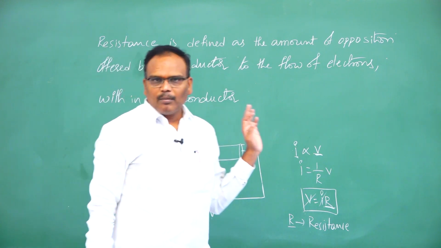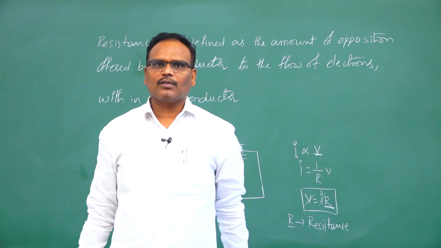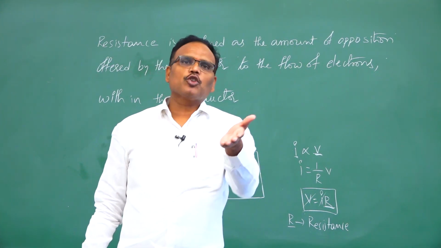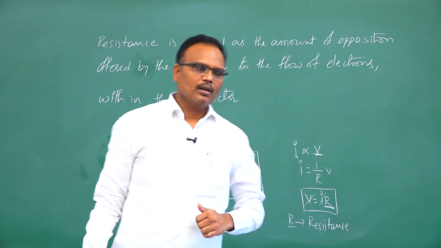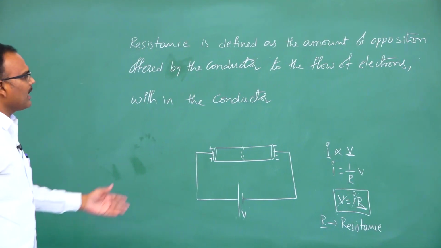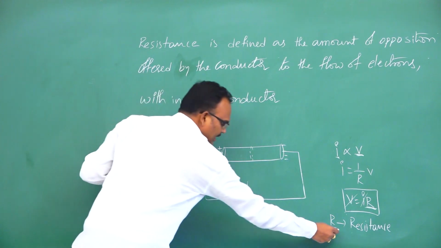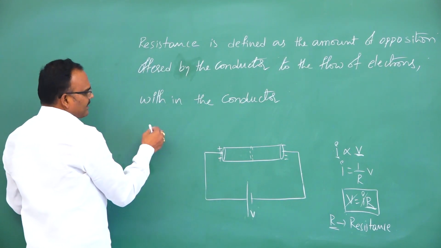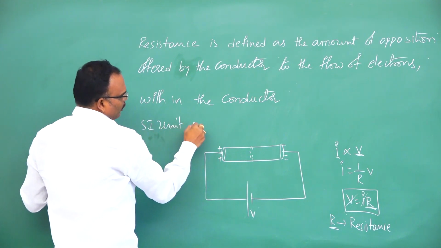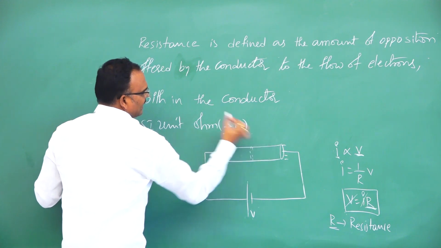Resistance means the opposition offered by a conductor for the flow of electrons within the conductor is called resistance. Resistance means opposition of flow of charge. Okay. So, the resistance is defined as the amount of opposition offered by the conductor to the flow of electrons within the conductor. Resistance, SI unit is ohm. SI unit is ohm. It can be represented with this symbol.